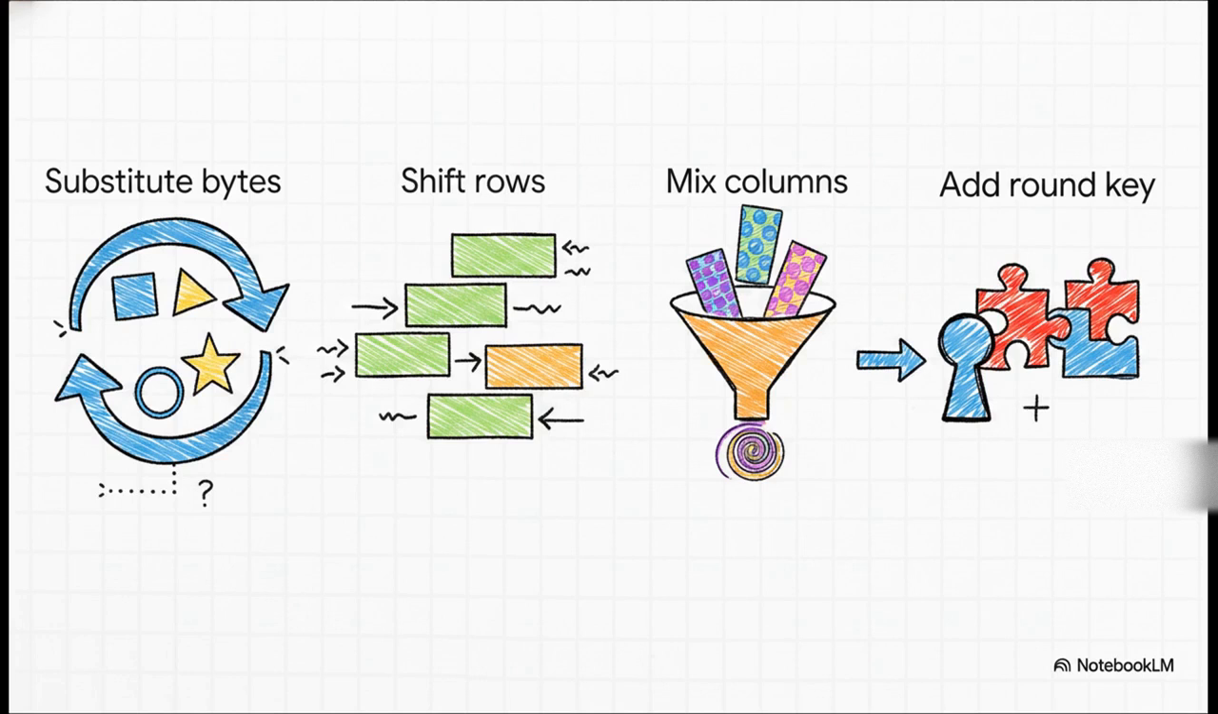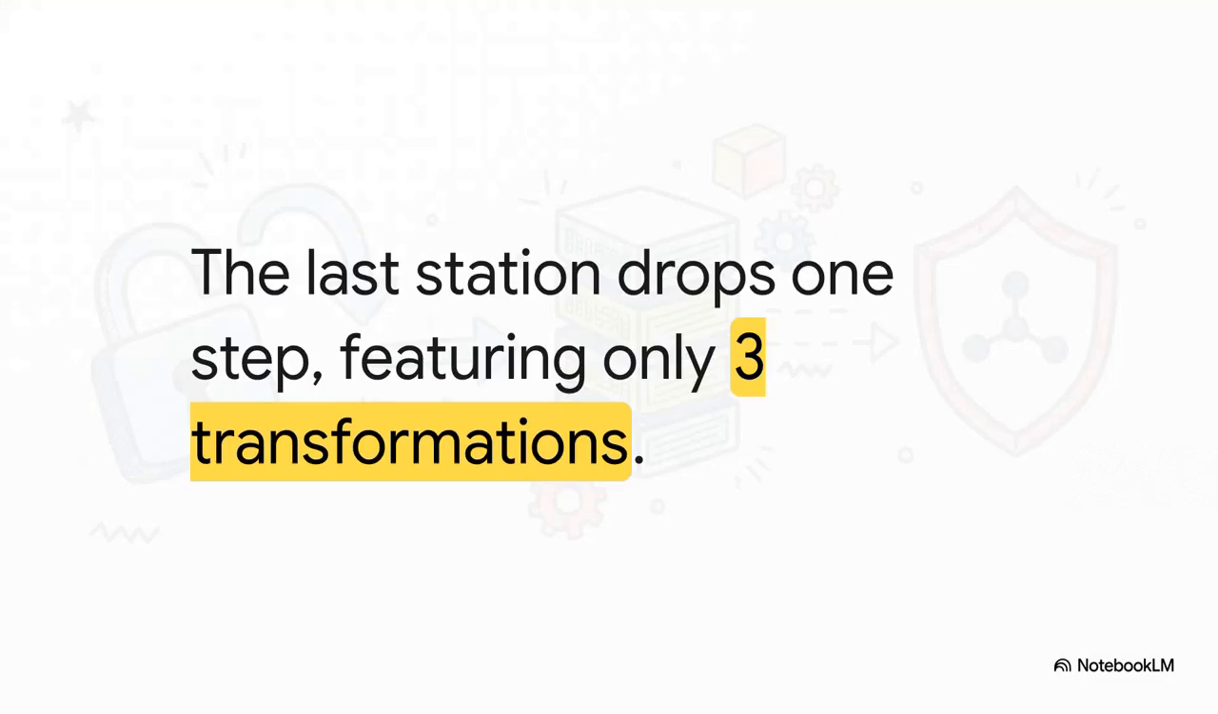It's just a brisk, relentless, highly mechanical loop. But wait, there is a really vital exception to this loop. That very last station on the assembly line actually drops one of the steps. It features only 3 transformations instead of 4. So, say your factory is set up for 10 rounds. Rounds 1 through 9 are going to execute all 4 steps, but round 10, it only executes 3. And believe it or not, this precise little bit of asymmetry is absolutely critical to the security of AES.